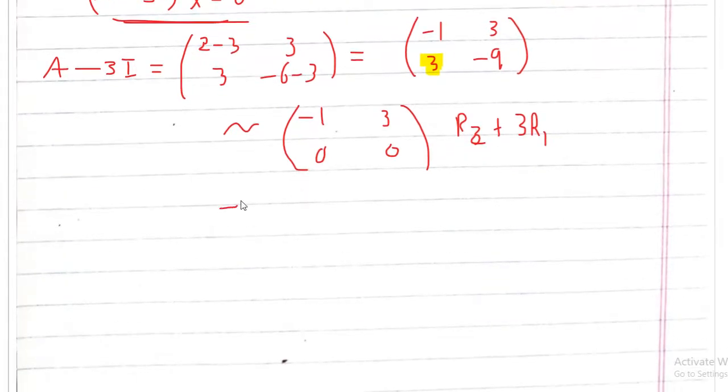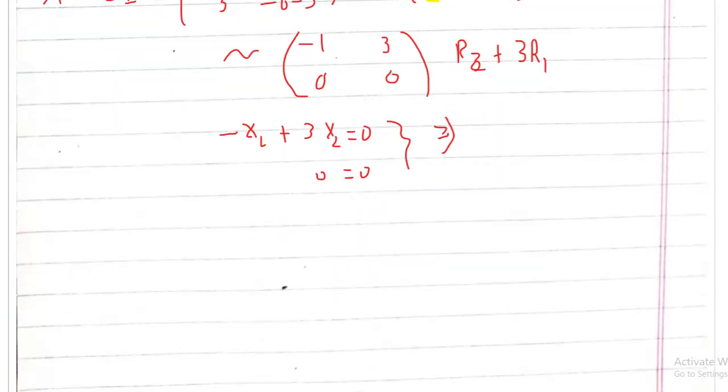Now I got minus x1 plus 3x2 is equal to 0. I got only this one, because the second is 0 equal to 0. The second does not give me anything. So from here x1 is equal to minus 3x2. I did not get any value of x2, so it means x2 is free, right?